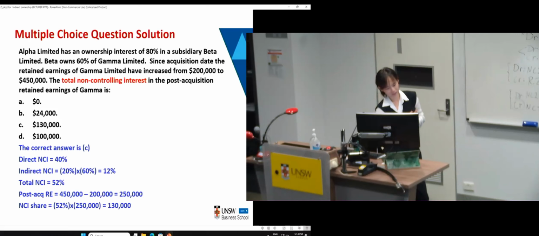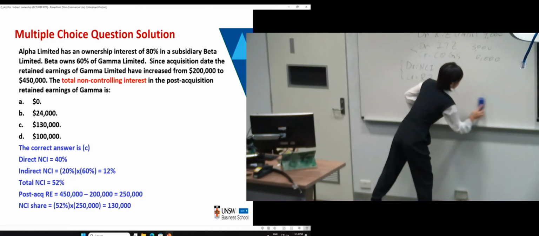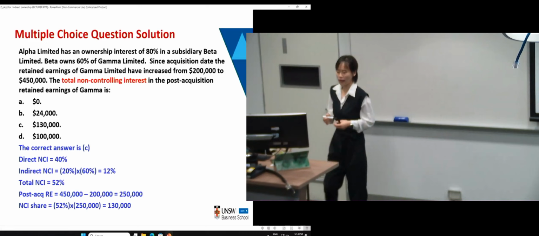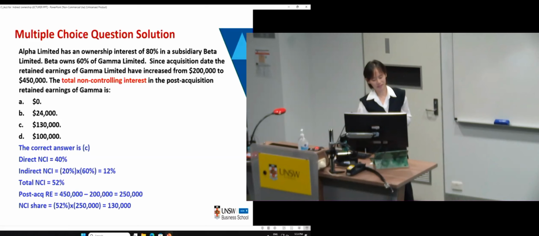Yeah, that's what I'm going to change the question now. What if the question here is the total NCI interest in the retained earnings of Gamma at the reporting date? What is your answer? Now this one will be a bit more challenging. Think about that. Is it 400,000? Not that simple. If it's that simple, I won't say it's a challenge, right? Think about that.